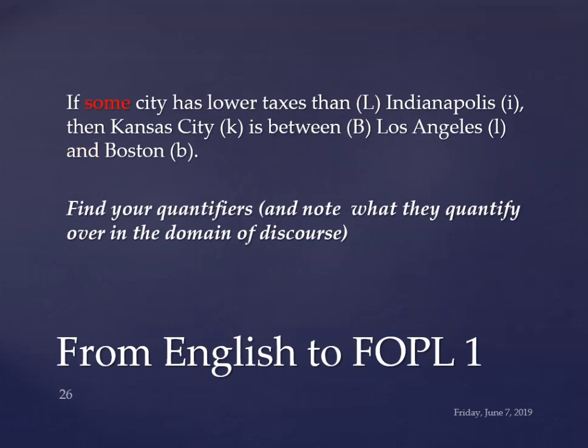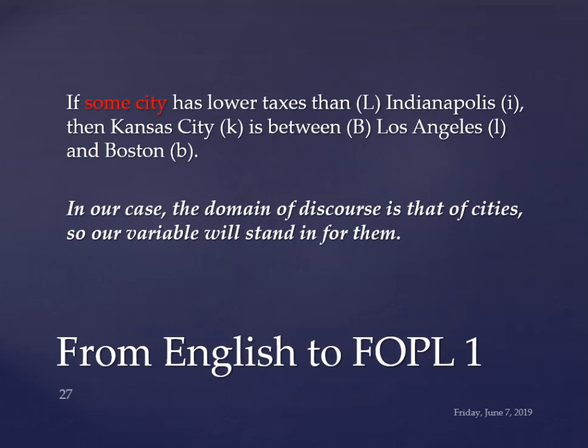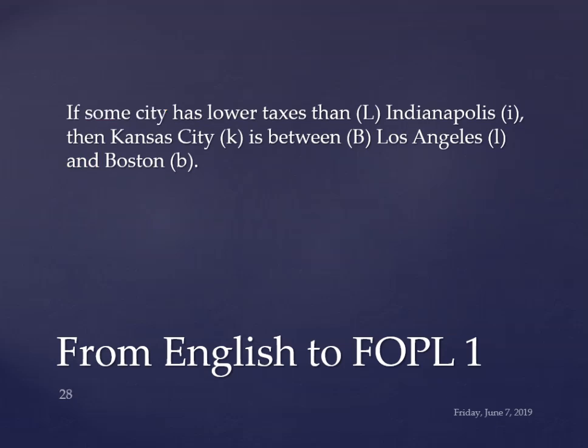Then find your quantifiers, and then note what they quantify over in the domain of discourse. In our case, what we're talking about are cities, right? The domain of discourse is obviously metropolitan areas, which we call cities here in the US, and so what we're going to do is just let the variables stand in for cities. We don't have to come up with a predicate for city. That doesn't matter.